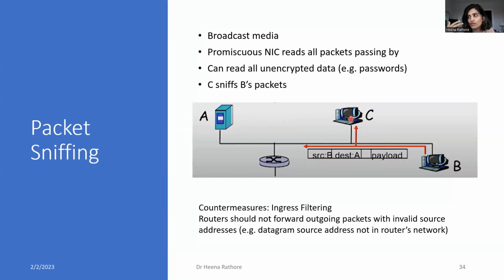In order to get rid of this kind of packet sniffing, you can utilize ingress filtering, where you can apply some kind of check at the network layer or at the firewall layer, where you can say that if the destination IP address is not this, do not forward the packets somewhere else. So this is a countermeasure called ingress filtering. So packet sniffing is one of the very prominent attacks that can happen.